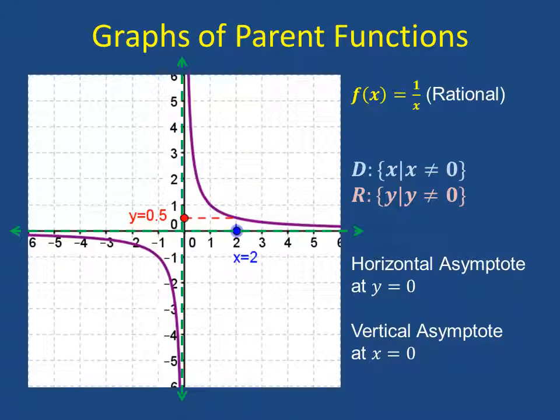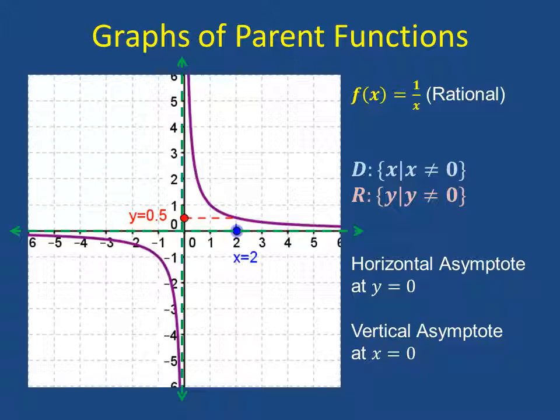F of x equals 1 over x is the rational parent function. Now we can divide 1 by any number except for 0, so the domain is all real numbers except for 0. At 0, we have this dashed green line that represents a vertical asymptote. This tells us that the graph in purple is going to approach the green line but never touch it. This is because x equals 0, where the asymptote is, is not allowed in the function.